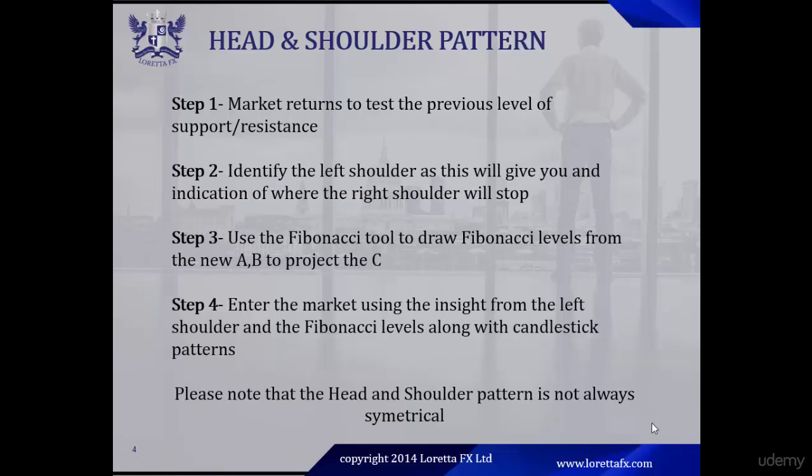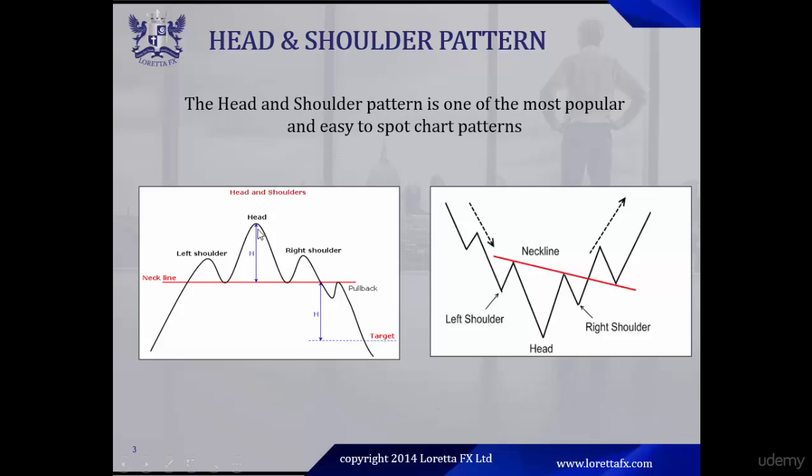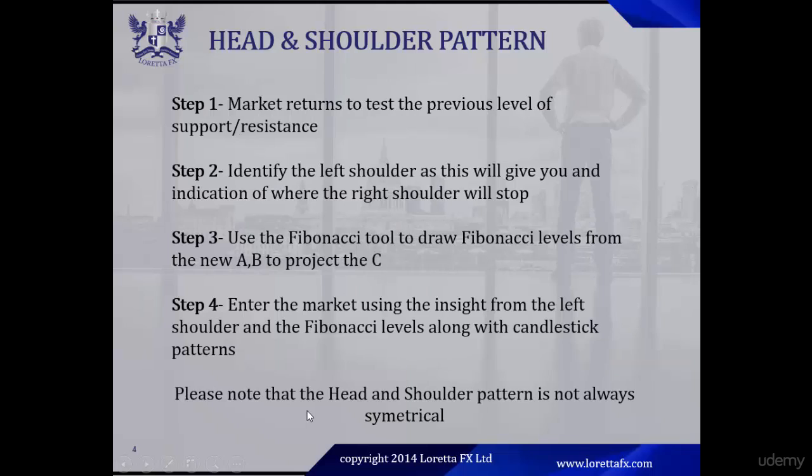Now the third step is to use the Fibonacci tool to draw the Fibonacci levels from the new AB to project the new C. Here we have A, B. You're going to draw the Fibonacci from the lows to the highs to project the new C, which is this leg here. So that's what we're going to do for step 3.